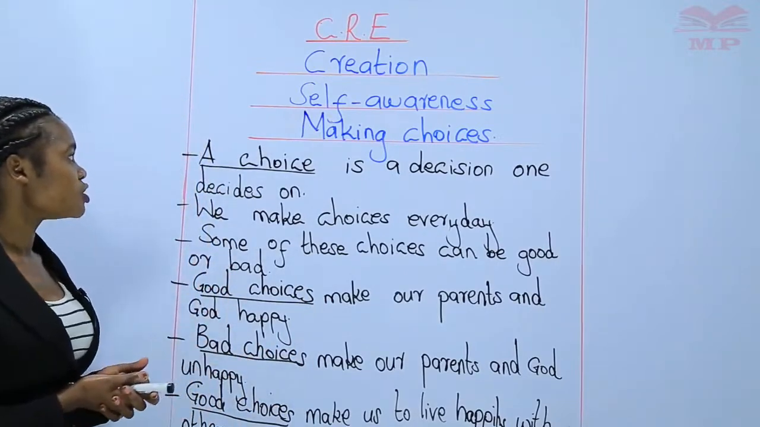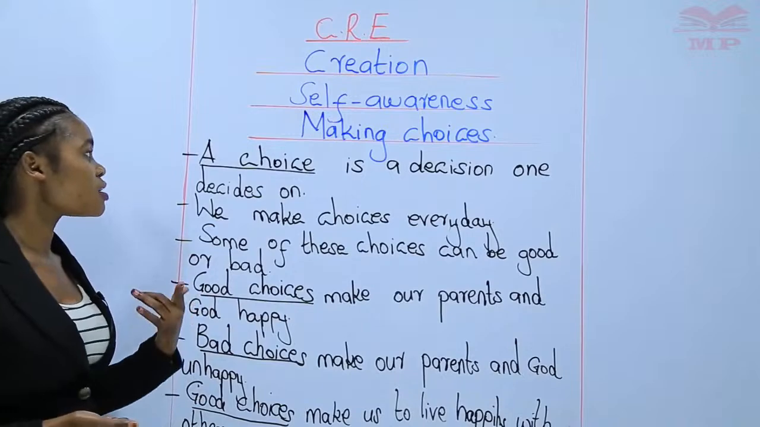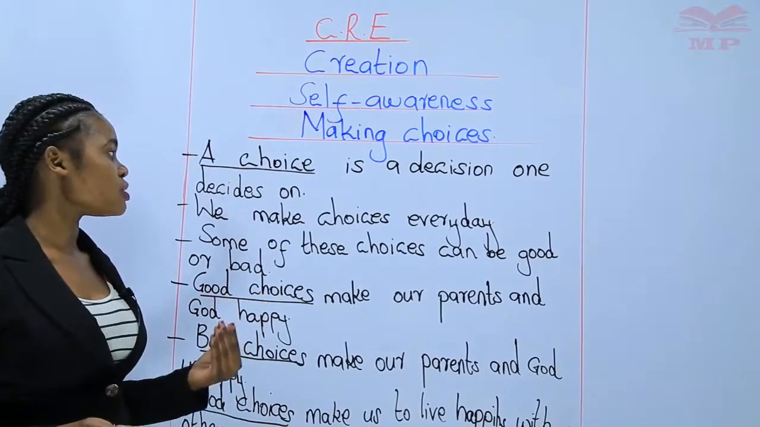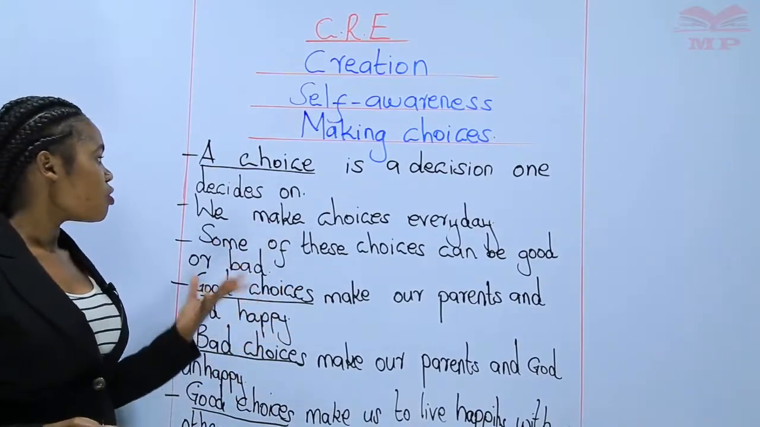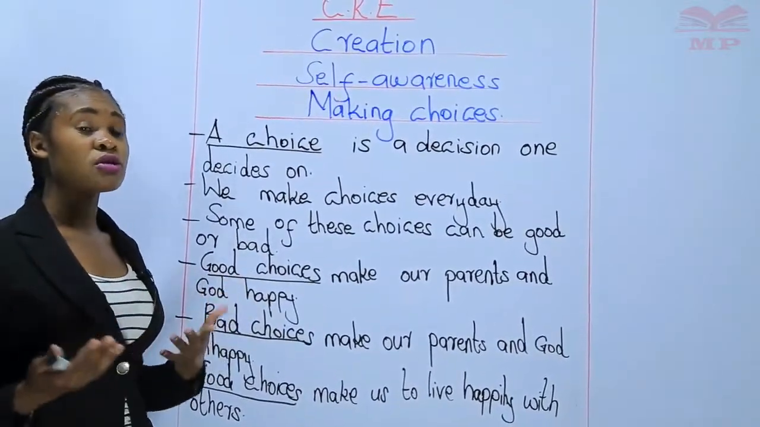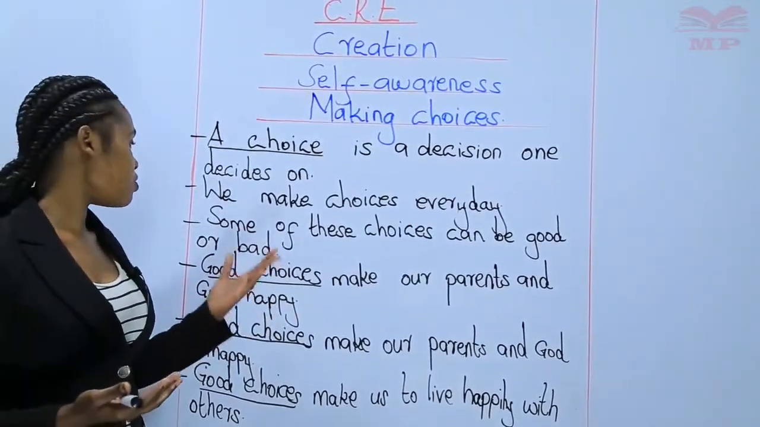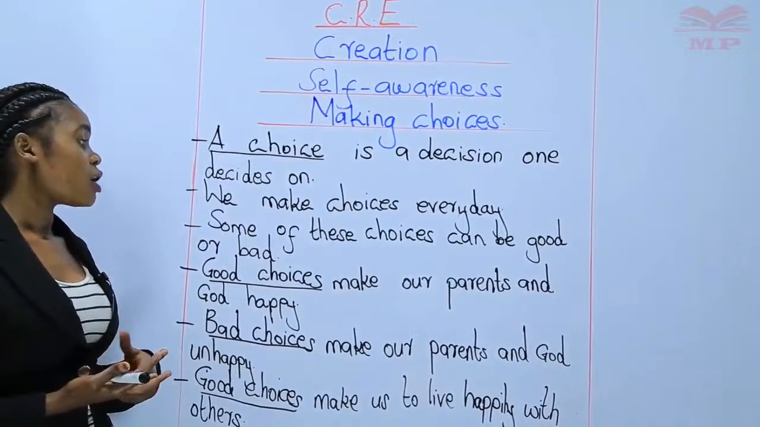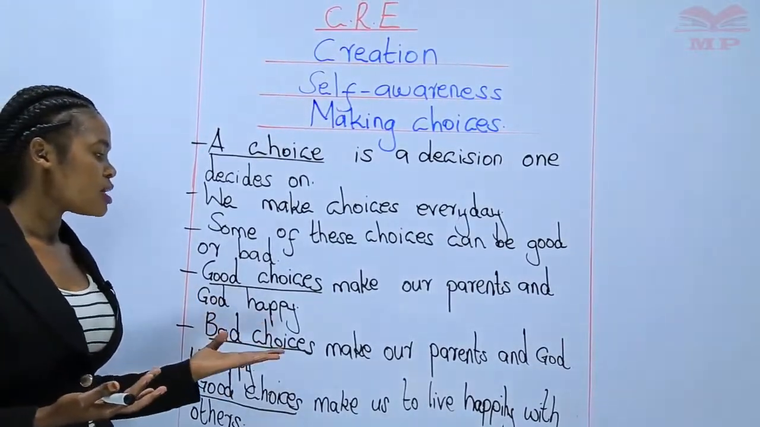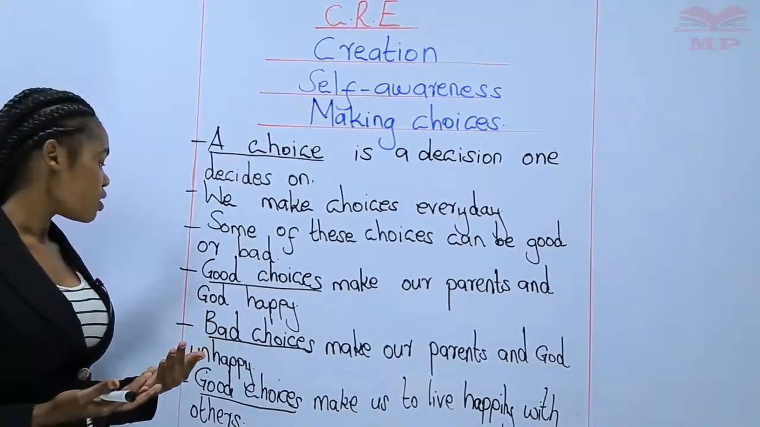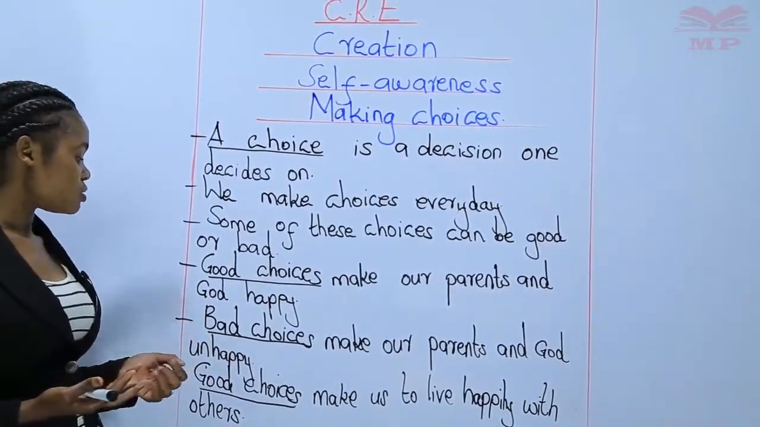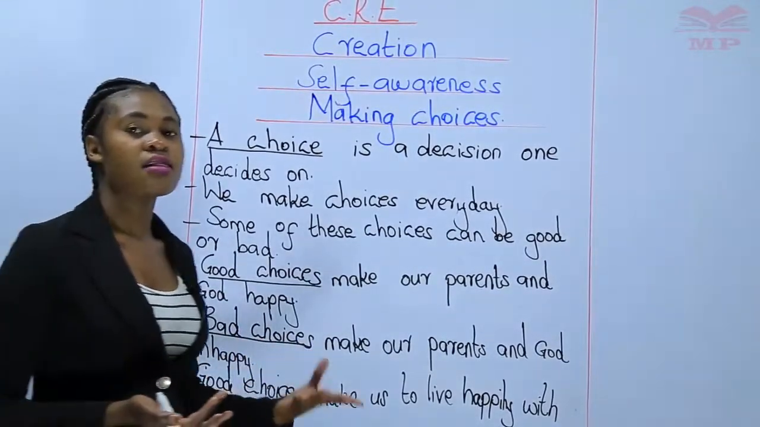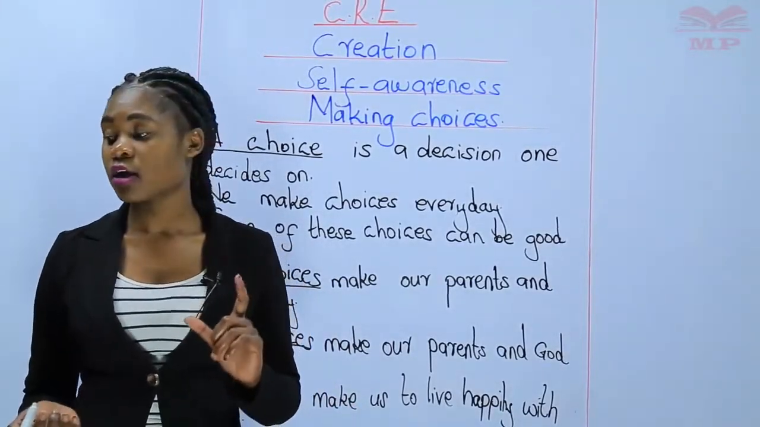So this is all about choices. Remember that a choice is a decision one decides on. Something that you decide on is a choice. And these choices can either be good or bad. Remember that we make choices every day, and some of them can either be good or bad. Now, the good choices will make our parents happy and God happy, while the bad choices will make our parents and God unhappy. They will not be happy about the choices you will have made. So good choices will always make us to live happily with others, and therefore we should always make good choices.